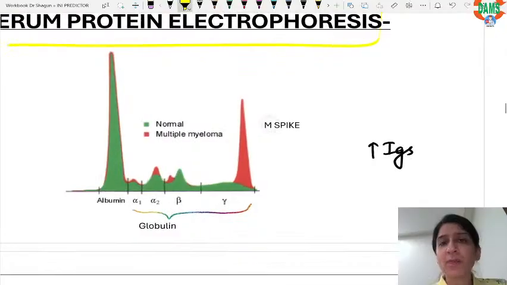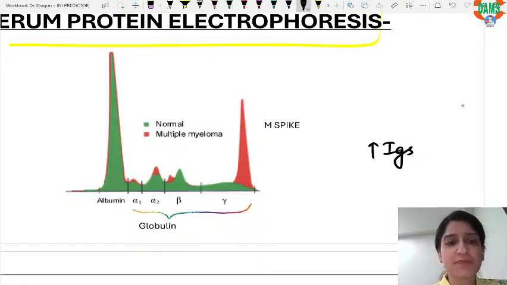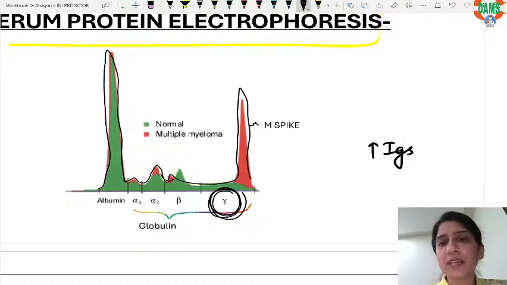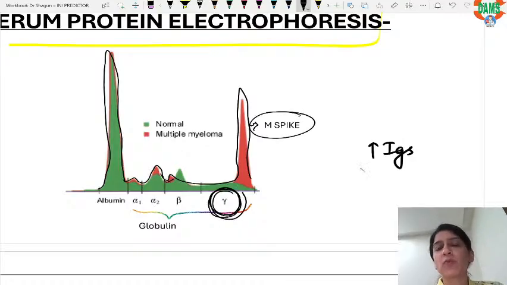So in a multiple myeloma patient, if you focus on the red color here, that is your patient. I see a peak at albumin, another peak at alpha-1 globulin, another peak at alpha-2 globulin, another peak at beta-2 globulin, and I see a peak at gamma globulin, and this peak is called the M spike.